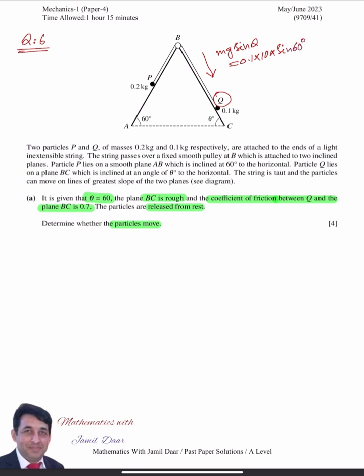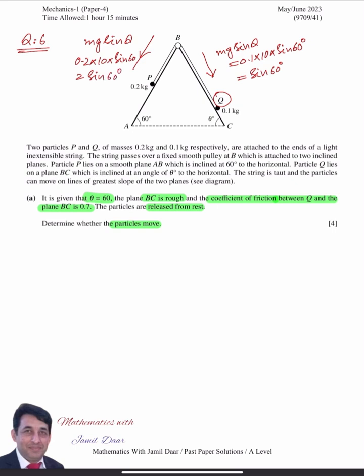So that would be equal to sine 60. So this is the driving force of Q, and the driving force of P, if it is on this side, is mg sine of theta again. So this is 0.2 into 10 into sine 60. So this is 2 sine of 60 degrees.